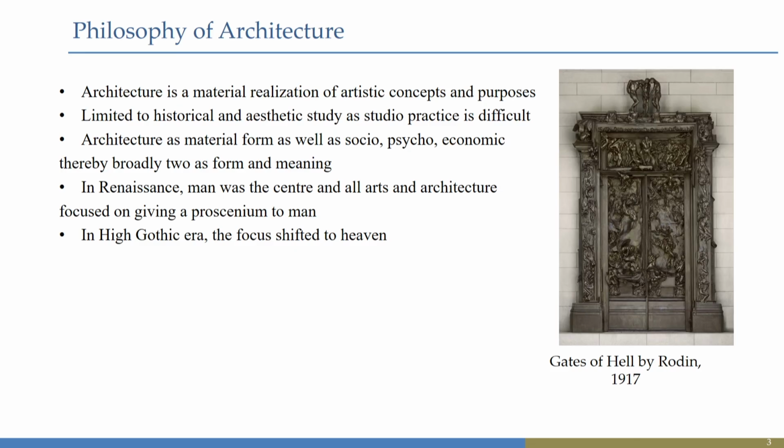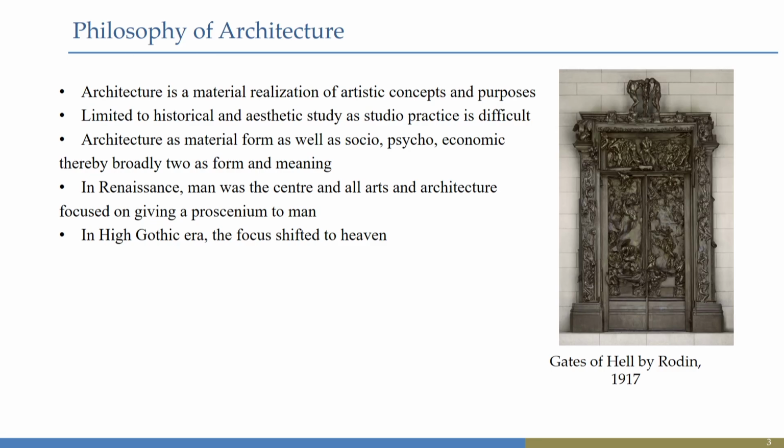Another point is architecture as material form as well as socio, psycho, economic, and thereby two broad forms: form and meaning. So, architecture is not just material, which is stone and cement and wood and so on, but it also has other components like sociology, psychology, economics, and so on. So, when we combine both, generally we have a dual structure within architecture, and that is form and meaning. And the moment we have form and meaning, we have a study called aesthetics.